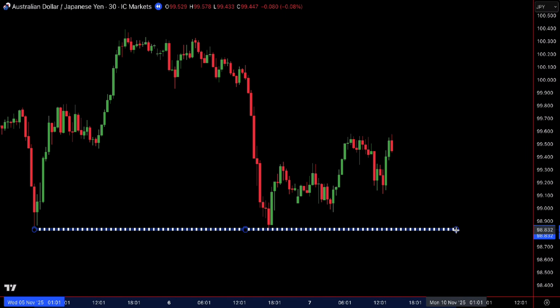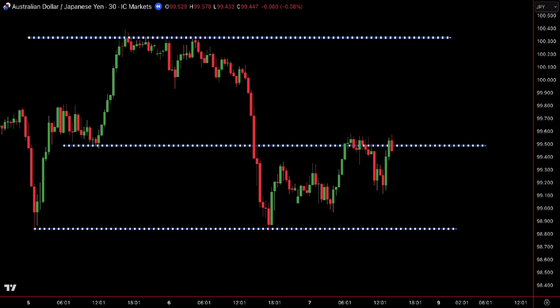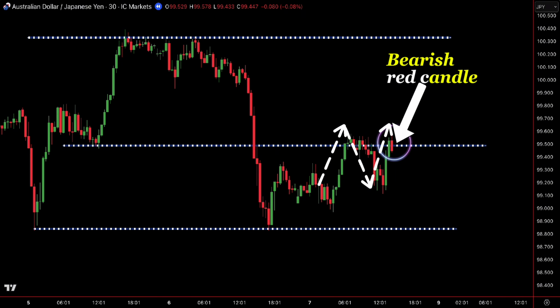Here's a support level, another support level that turned into resistance, and another resistance level above. We can see that price hit this support, turned resistance level, and moved down. It tapped it again, and a red candle formed, confirming bearish momentum and suggesting the market is likely to continue downward, which aligns perfectly with our setup on the 5-minute chart.